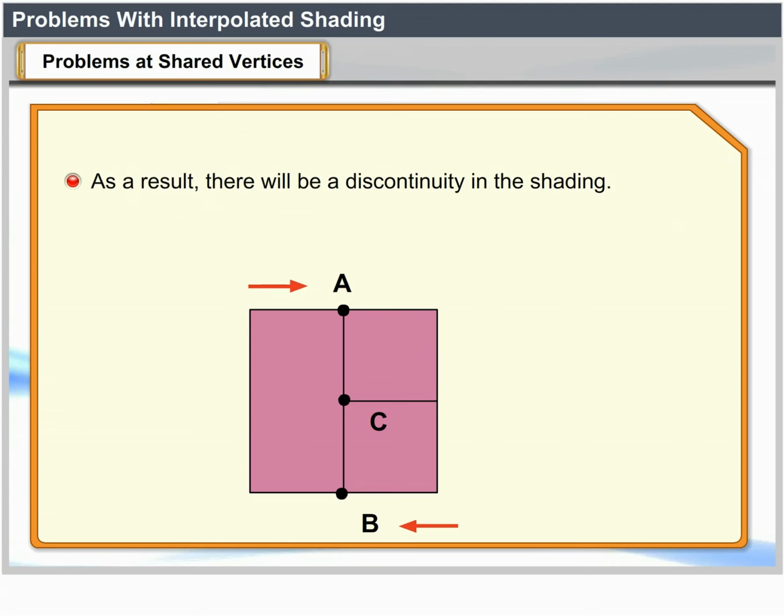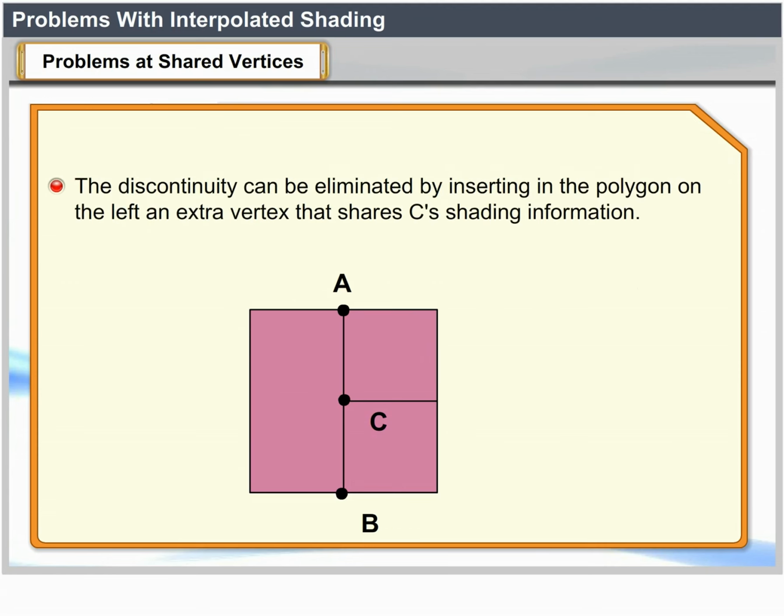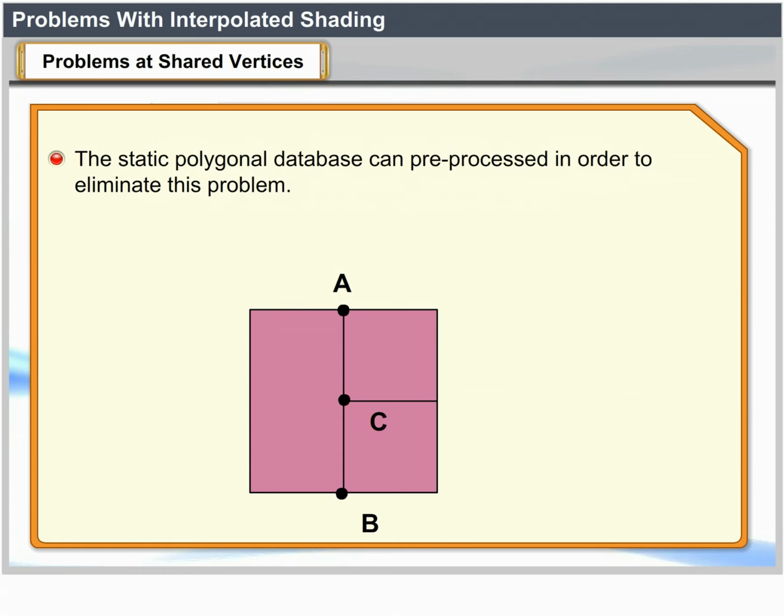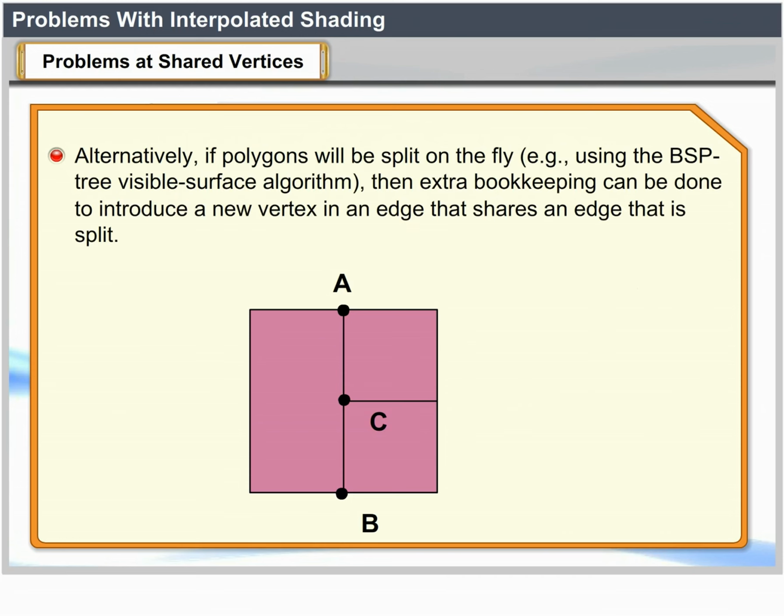The discontinuity can be eliminated by inserting in the polygon on the left an extra vertex that shares C's shading information. We can preprocess a static polygonal database in order to eliminate this problem. Alternatively, if polygons will be split on the fly, that is, using the BSP tree visible surface algorithm, then extra bookkeeping can be done to introduce a new vertex in an edge that shares an edge that is split.